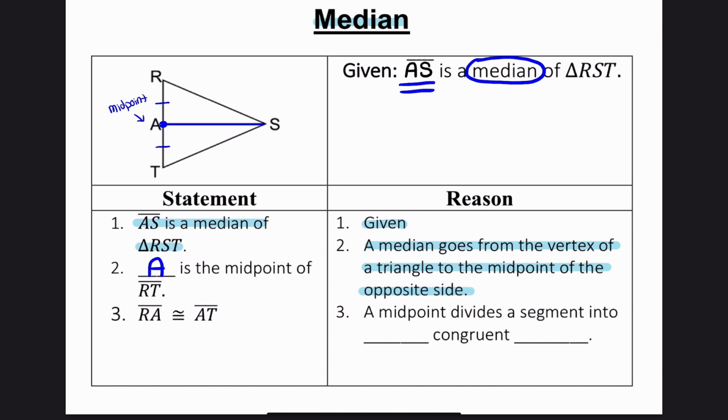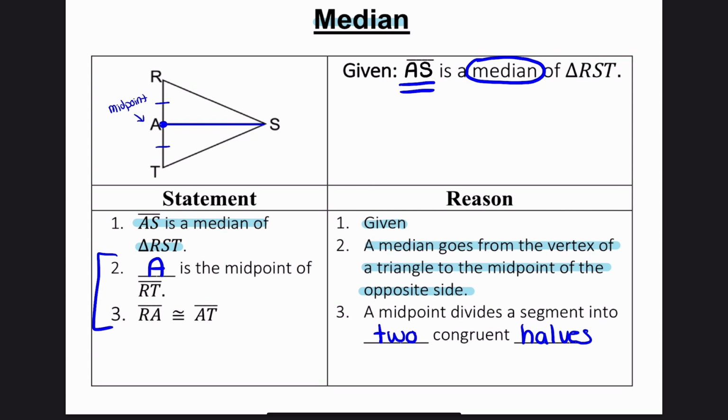All right? And now we know that RA is congruent to AT because a midpoint divides a line segment into two congruent halves. So again, these last two steps are the same as the midpoint routine we had just learned. So that's everything there is about medians and midpoints.